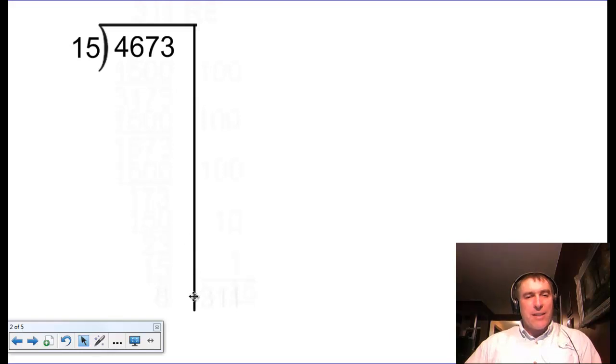I'm going to put a line down the side here, and rather than putting our quotient or answer up top, I'm going to run it down the side of this line. So the first thing I'm going to do is start subtracting from this big number to get it to a more manageable number. So I'm going to multiply 15 times 100. If I multiply 15 times 100, I get 1,500. And now I subtract it. Once I subtract, I've got 3,173.